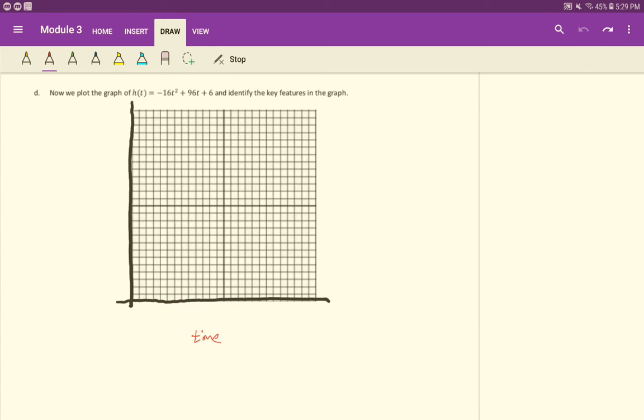Okay, let's do that. Quarters. So 0.25, 0.5, 0.75, 1, 2, 3, 4, 5, 6. Okay, there we go.